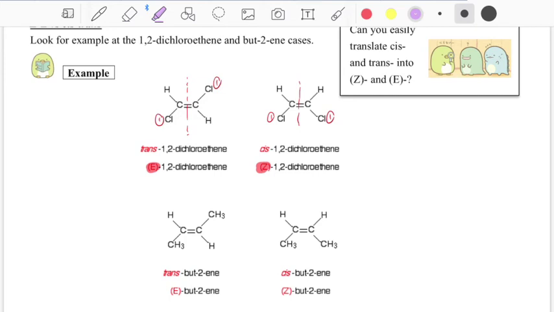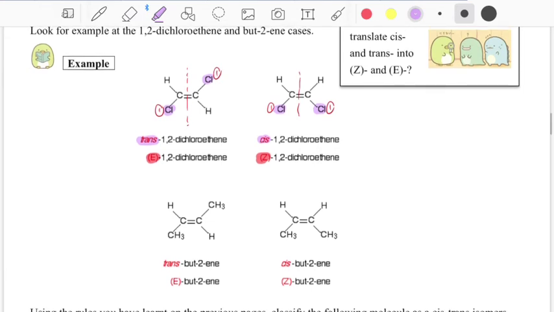on both sides of the double bond, we have a chlorine atom. For the first one, because the chlorine atoms are on different or opposite sides of the double bond, it's called trans-1,2-dichloroethane. And for the molecule on the right hand side, the chlorine atoms are on the same side of the double bond, hence we call it cis-1,2-dichloroethane.